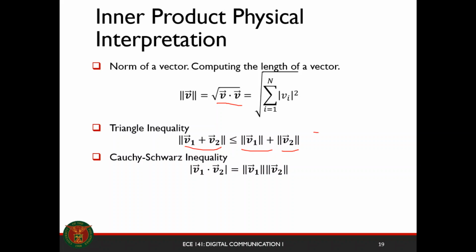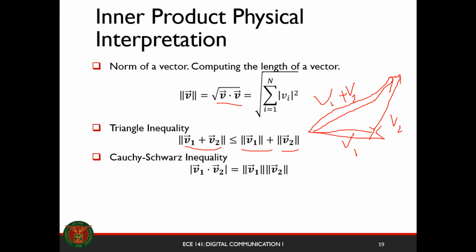How? So if we have two vectors right here, if we add these two vectors, v1 and v2, they create a third vector, which is their resultant or sum. Right? Since this is a triangle, then this length is related to this length by an inequality.